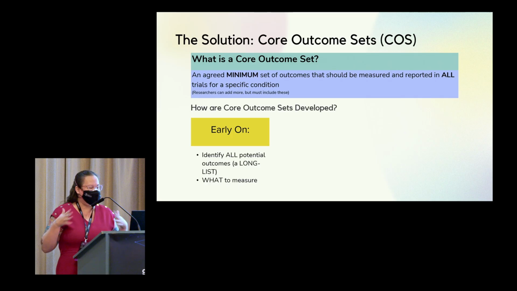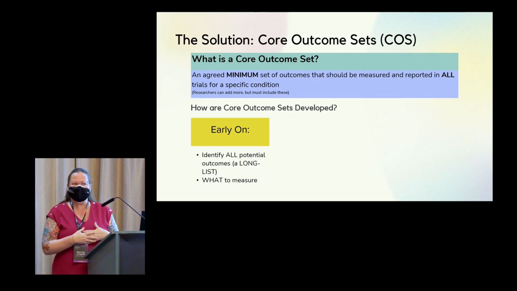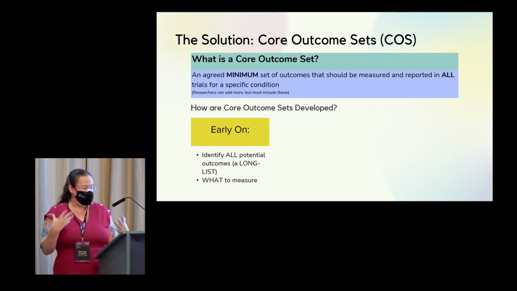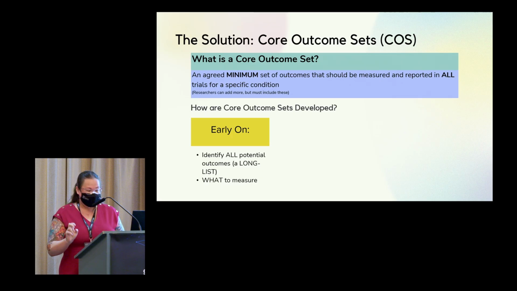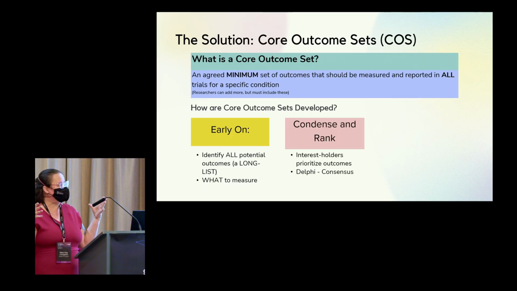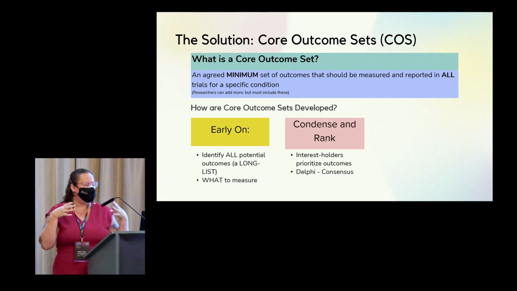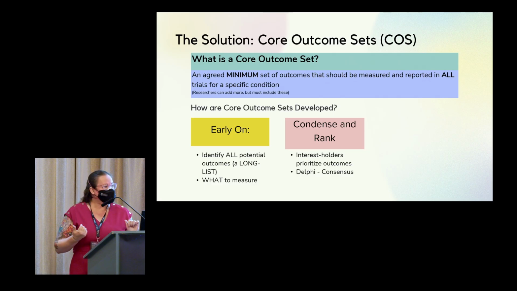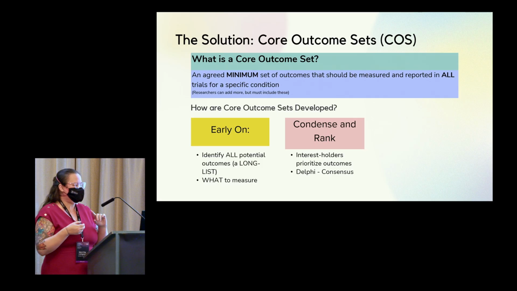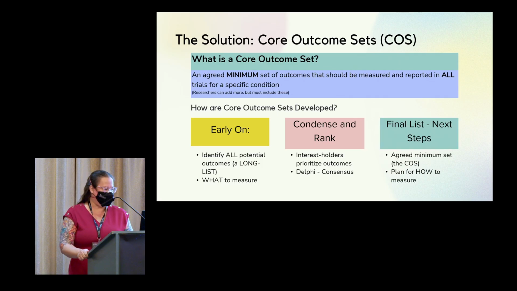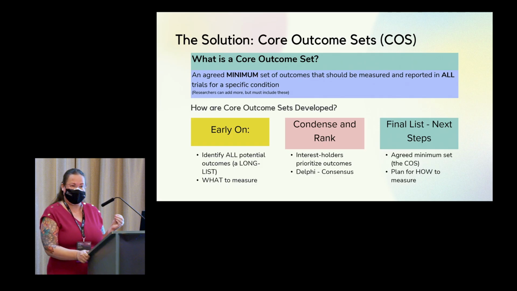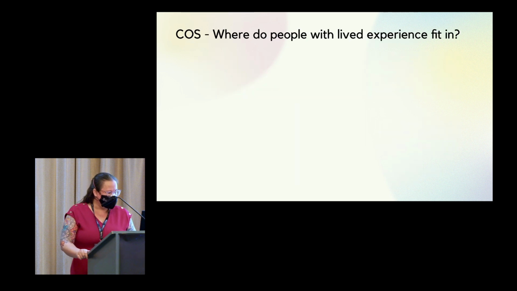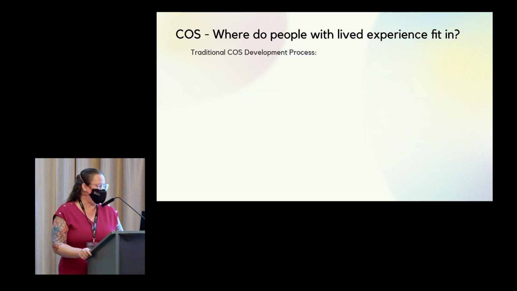So early on, you're going to be identifying all potential outcomes. So you might do this through a systematic review of all clinical trials in a particular area, gather all of those outcomes into a long list. This is essentially the what to measure. And then you're going to take all of those outcomes, you're going to condense them, you're going to rank them, and this is often done through interest holders. So you might be looking at clinicians in this topic area or researchers, and this is where you might also bring in some lived experience perspectives. And that leads to this agreed minimum set, which then moves on to the next stage, which is planning for how to measure.